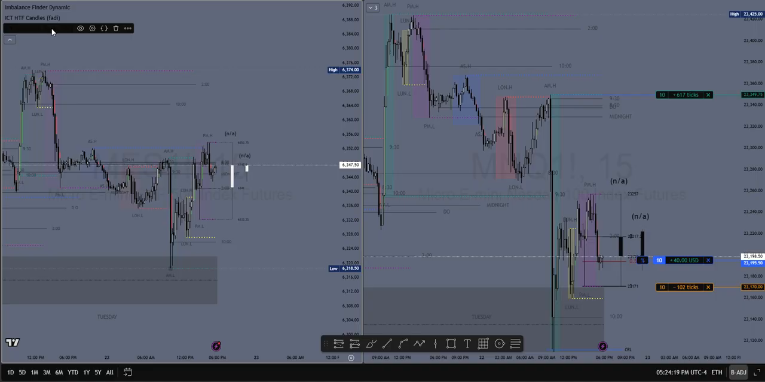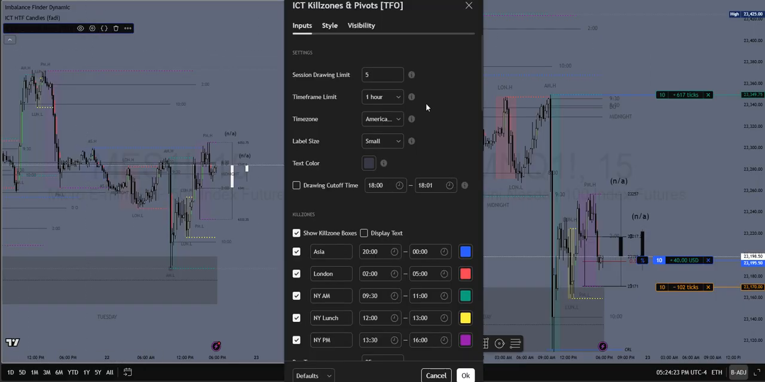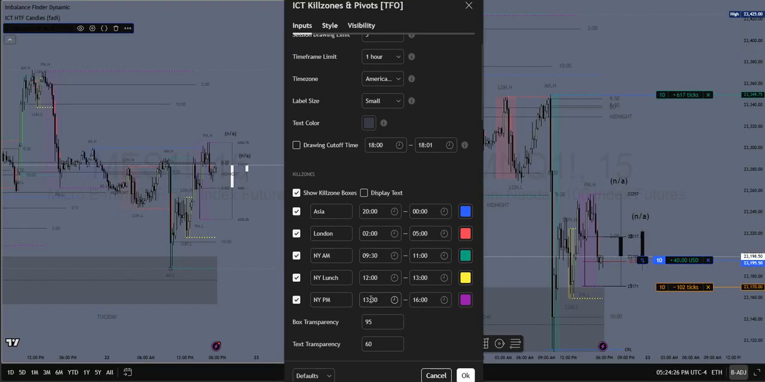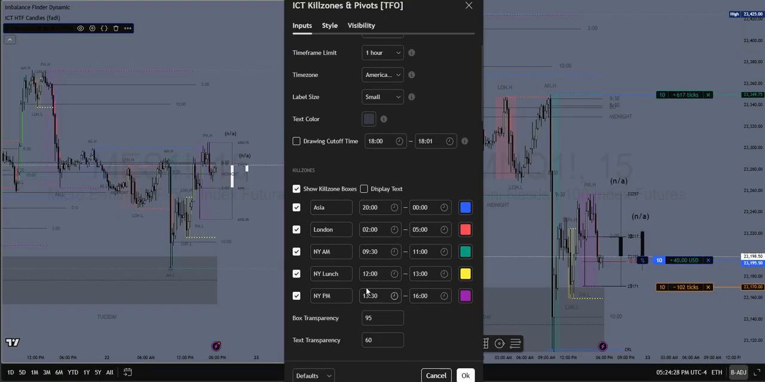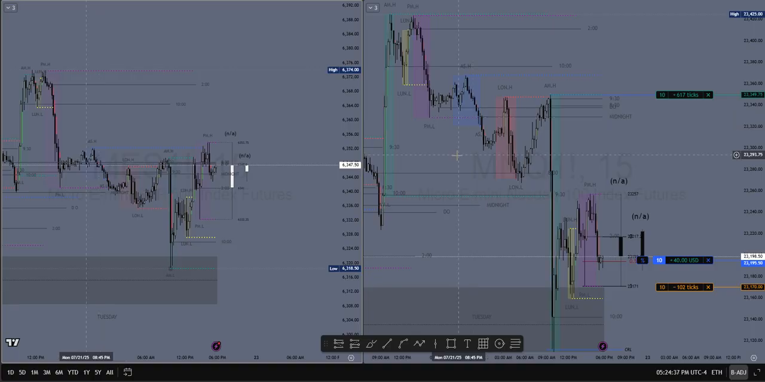So this is what I use for my kill zones. ICT kill zones and pivots. The pivots are just extra settings you guys would want. This is your timing for your kill zones. Copy this, write it down, whatever you guys want. Pretty simple. It's just, again, specific times when the market opens.